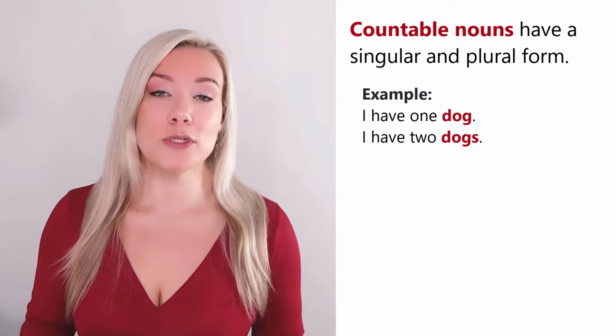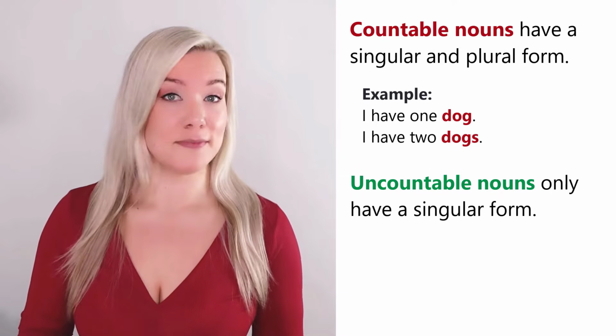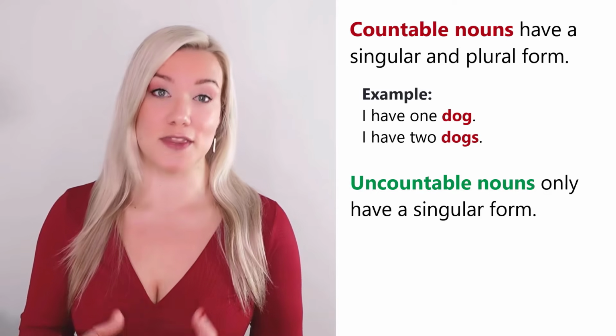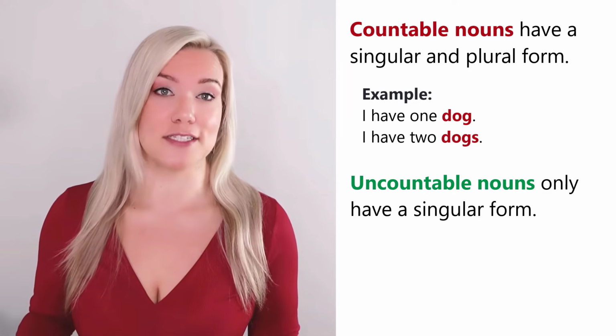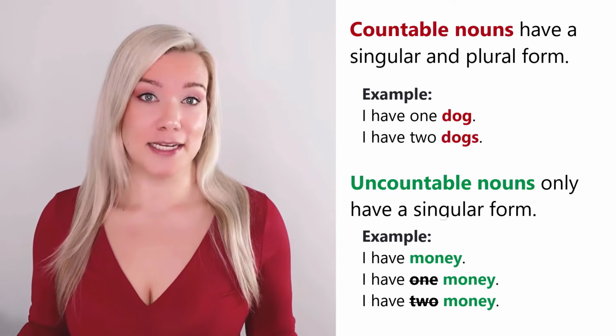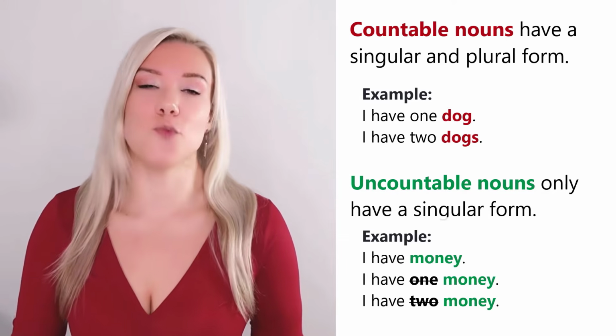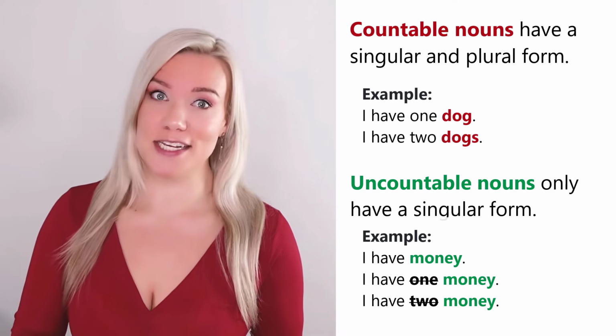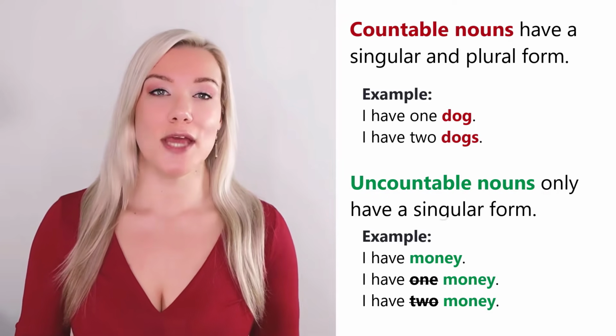Uncountable nouns can only be used in the singular form. These nouns cannot be used with a number, which is why they are called uncountable nouns. For example, we can say, I have money, but we can't say, I have one money, or I have two money. So now let's learn when we use a or an.